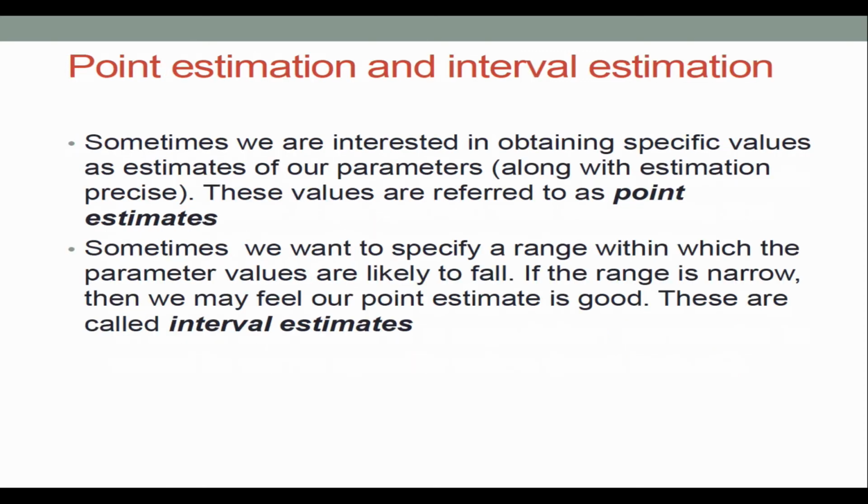Estimation has 2 parts. One is point estimation. The other is interval estimation. Sometimes we are interested in obtaining specific values as estimates of our parameters, and these values are referred to as point estimates. At other times, we would like to specify a range within which the parameter value is likely to fall. If the range is narrow, then we may feel our point estimate is good. These are called interval estimates.